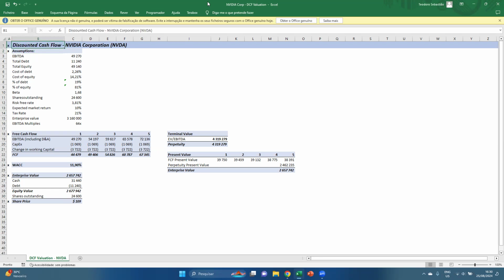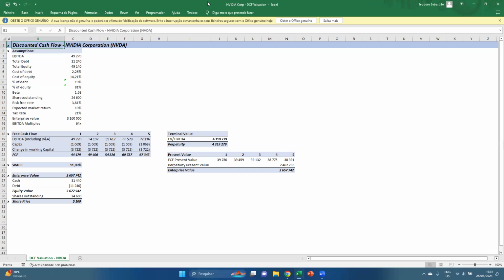a DCF model that I did yesterday. I was evaluating NVIDIA. I first pulled up the assumptions, which you guys can search on the internet if you have paid subscription sites like Capital IQ and Bloomberg. You can find them there, but I used free sources, so I used Yahoo Finance, which helps me with this.